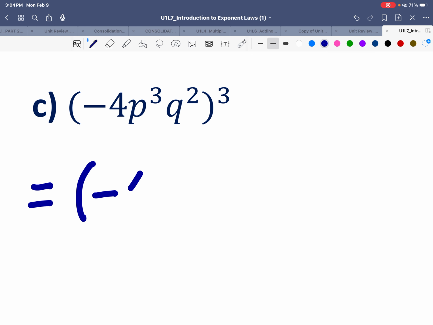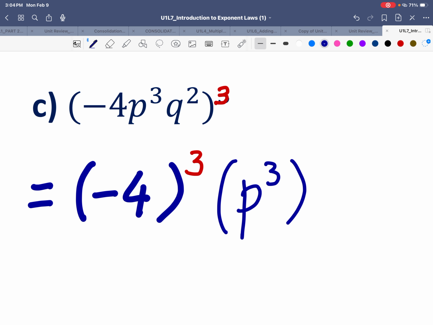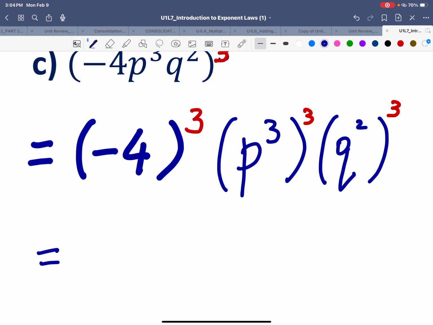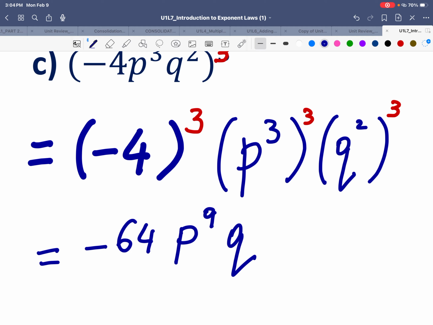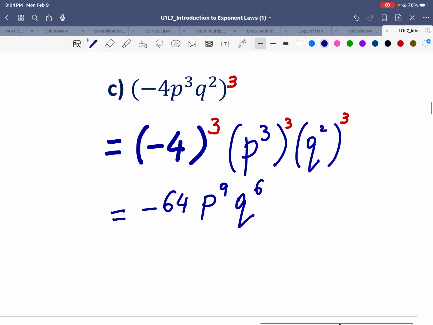So we have negative 4 raised to the power of 3, and then we have p cubed also raised to the power of 3, and then q squared also raised to the power of 3. Obviously, you can do it way shorter. This is not a difficult question. So negative 4 to the power 3 is negative 64. Now, p cubed to the power of 3 is p to the power of 9. And then q squared to the power of 3 is q to the power 6. And this would be the final answer.